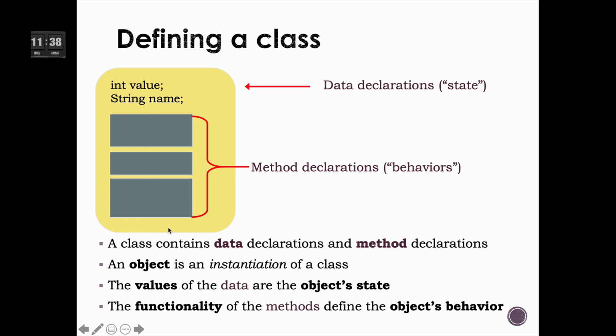The object is what a class will produce when the data get some specific values. So a class contains data declarations and method declarations. An object is an instantiation of a class, so it is a class with specific values. The values of the data represent the state of the object, and the way that the methods work defines the behavior of the object.